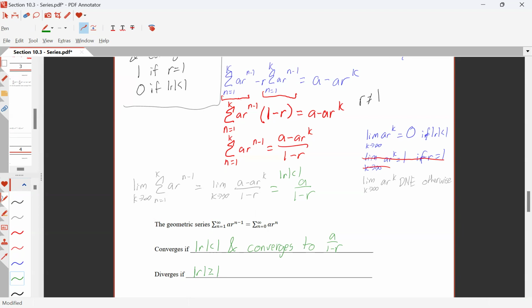And now we have what is known as the geometric series test, where if we have a geometric series, we can quickly tell if it converges or diverges by looking at the absolute value of r. And we will take a look at some examples of that in the next video.